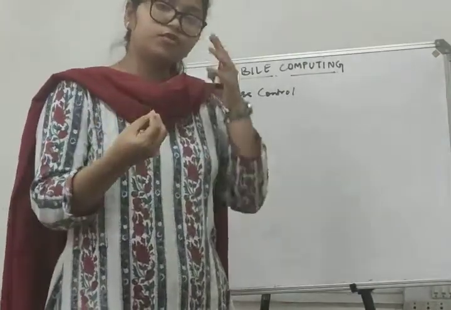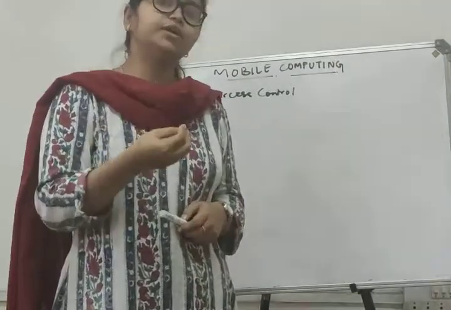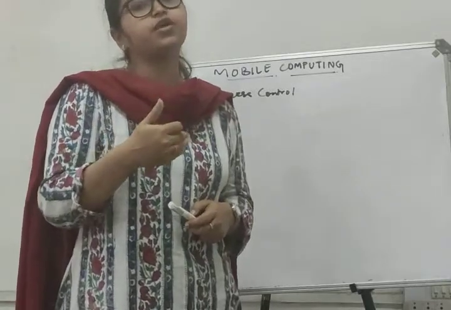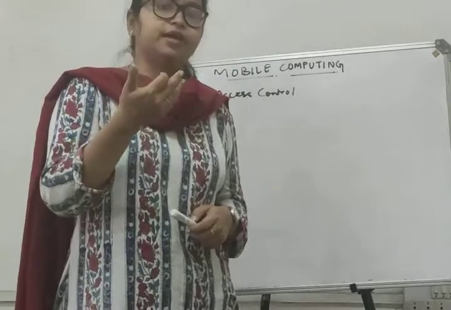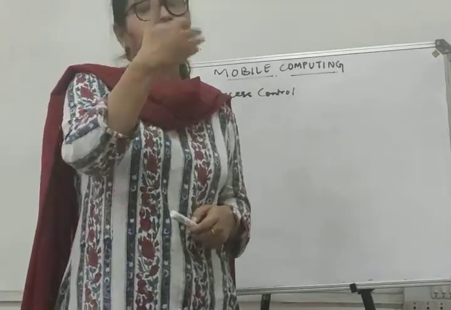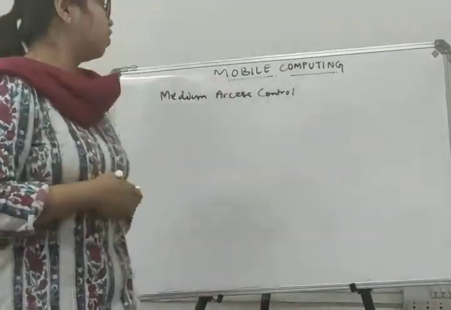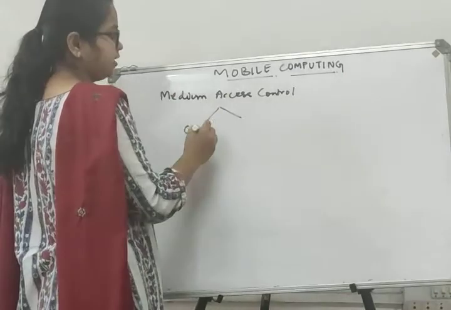a station, before transmitting any data, always senses the medium. If the medium is free, it transmits. Otherwise, it waits for a random amount of time before it senses again. If the medium is free, it goes ahead and transmits. Otherwise, it again waits.